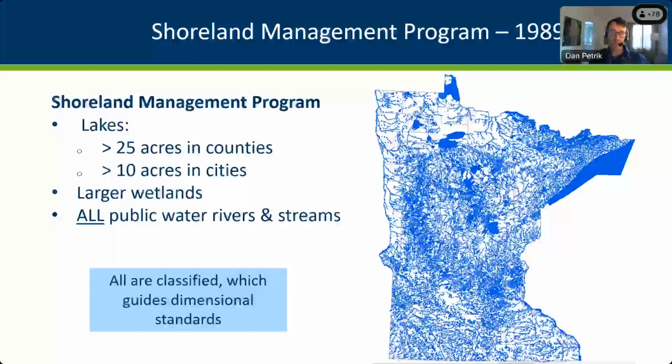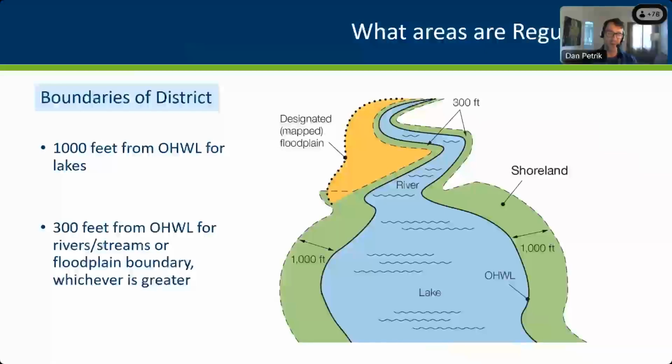But the program, which is administered by counties and cities, regulates development around lakes. Counties have to regulate development on lakes over 25 acres and cities on lakes over 10 acres. That also includes larger wetlands that fit those size dimensions, as well as all public waters and rivers and streams that drain more than 2 acres. So every water body that qualifies for shoreland gets a classification, and that classification is used to regulate certain dimensional standards.